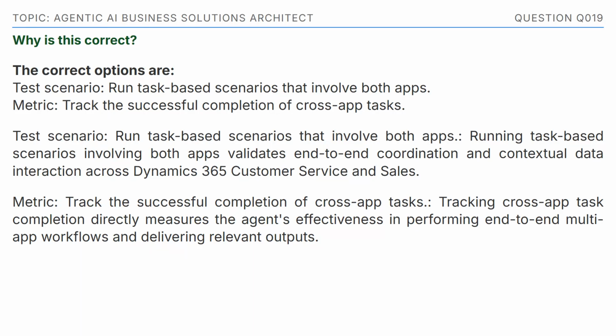The correct options are test scenario, run task-based scenarios that involve both apps; metric, track the successful completion of cross-app tasks. Why are these options correct? Because for the test scenario, running task-based scenarios involving both apps validates end-to-end coordination and contextual data interaction across Dynamics 365 Customer Service and Sales. Metric, track the successful completion of cross-app tasks. Tracking cross-app task completion directly measures the agent's effectiveness in performing end-to-end multi-app workflows and delivering relevant outputs.